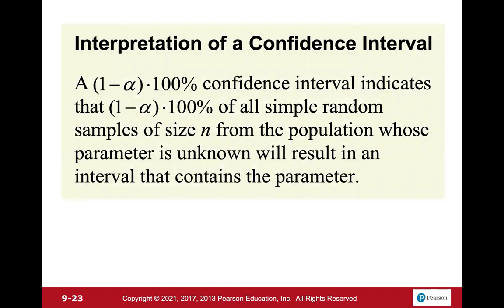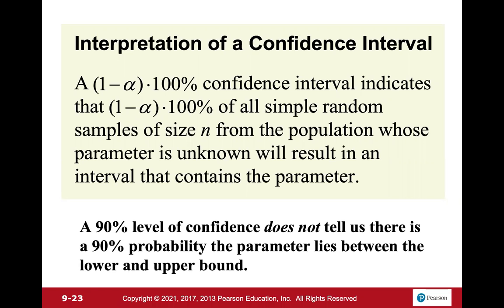And now, interpretation of a confidence interval. A 1 minus alpha times 100% confidence interval indicates that 1 minus alpha times 100% of all simple random samples of size n from the population whose parameter is unknown will result in an interval that contains the parameter. So a 90% level of confidence does not tell us that there is a 90% probability the parameter lies between the lower and the upper bound. We kind of already went over that part.